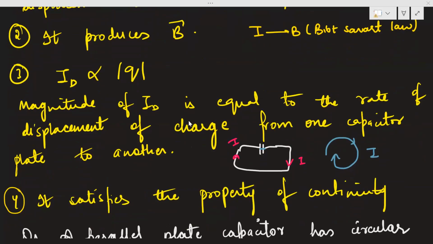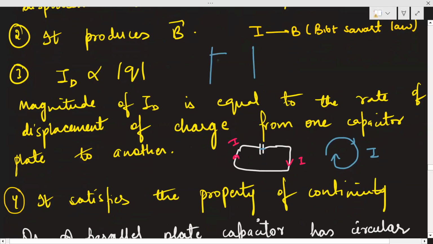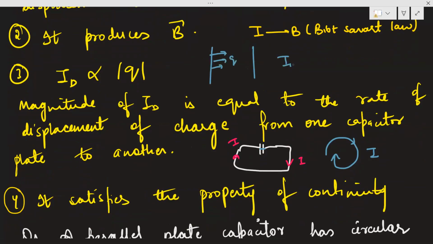Magnitude of displacement current is equal to rate of displacement of charge from one capacitor plate to another. Means if lots of charges move from one plate to another, displacement current will be more. But if less number of charges flow, less current will be produced. That's what has been said, that the magnitude of the charge will determine the magnitude of the current. Okay? Yes, ma'am.